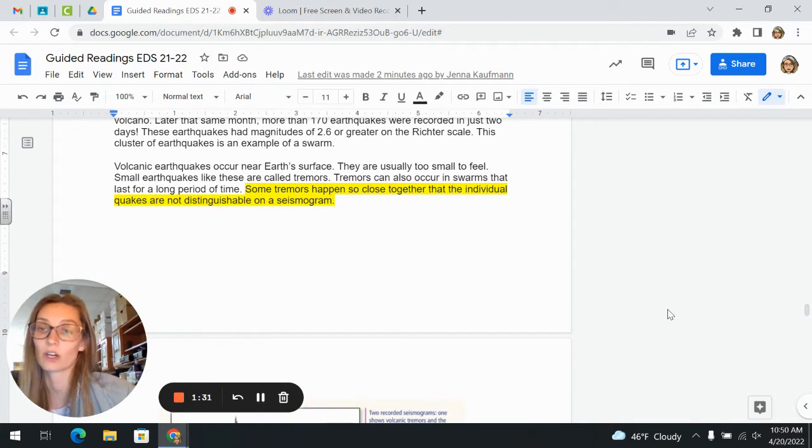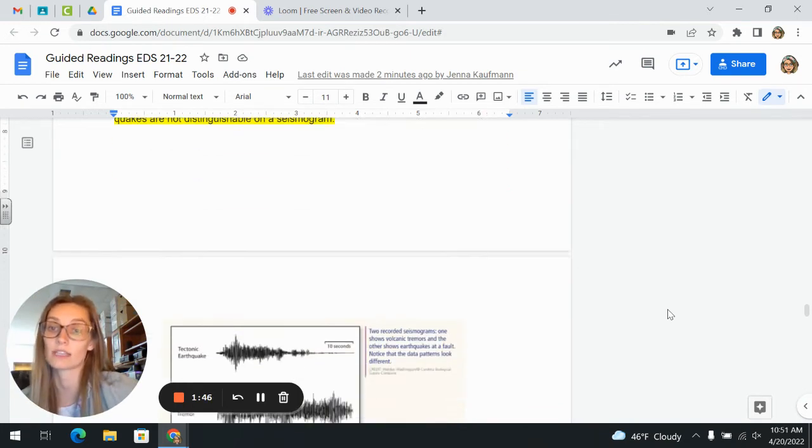Volcanic earthquakes occur near Earth's surface. They are usually too small to feel. Small earthquakes like these are called tremors. Tremors can also occur in swarms that last for a long period of time. Some tremors happen so close together that the individual quakes are not distinguishable on the seismogram.